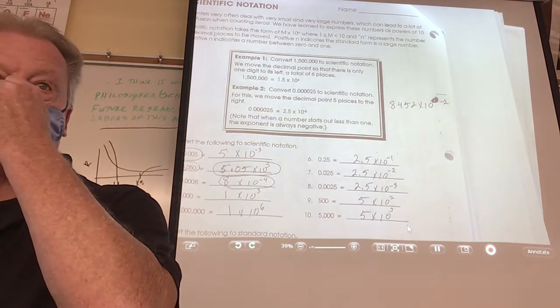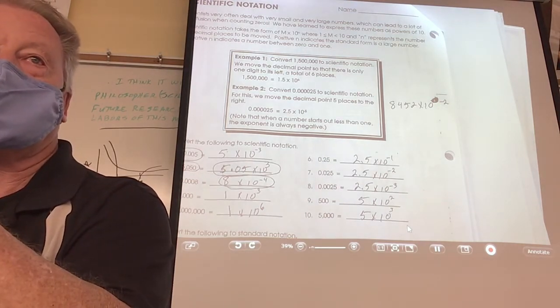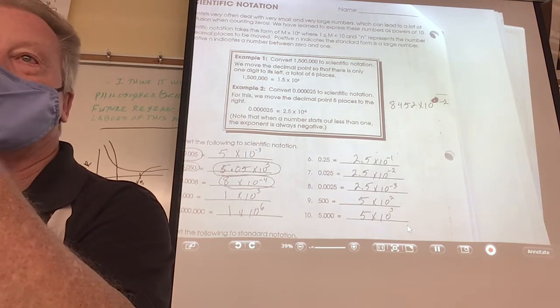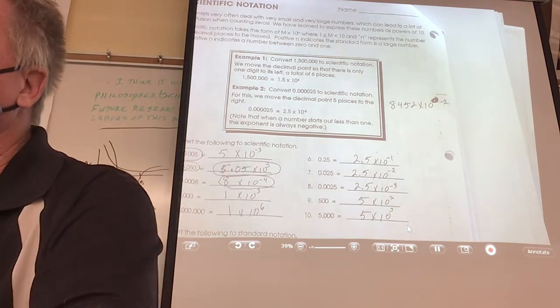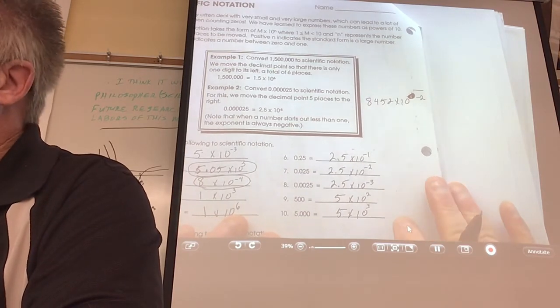So let me show you 2 ways. I'm going to show you 2 ways of doing it. Every year I do this. Some people like the first method, and some people like the second. Method number 1. This is the one that should be the easier of the 2.